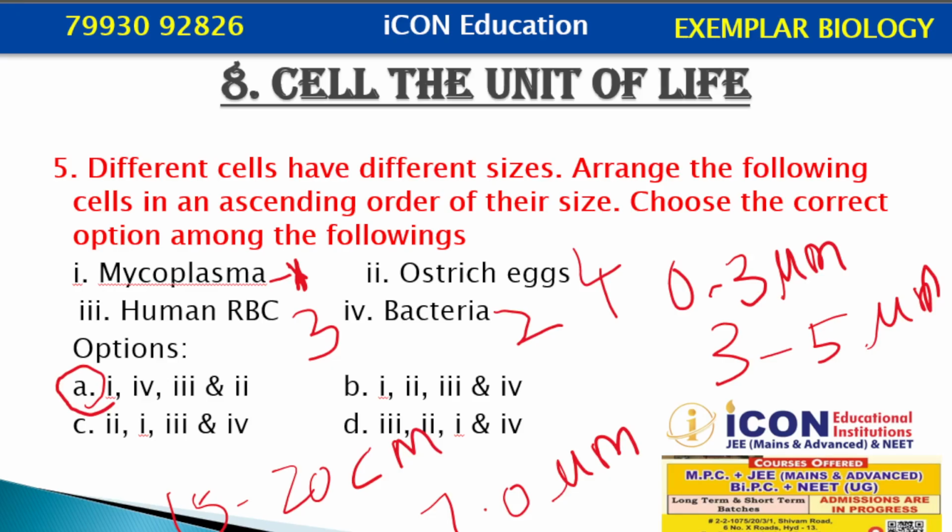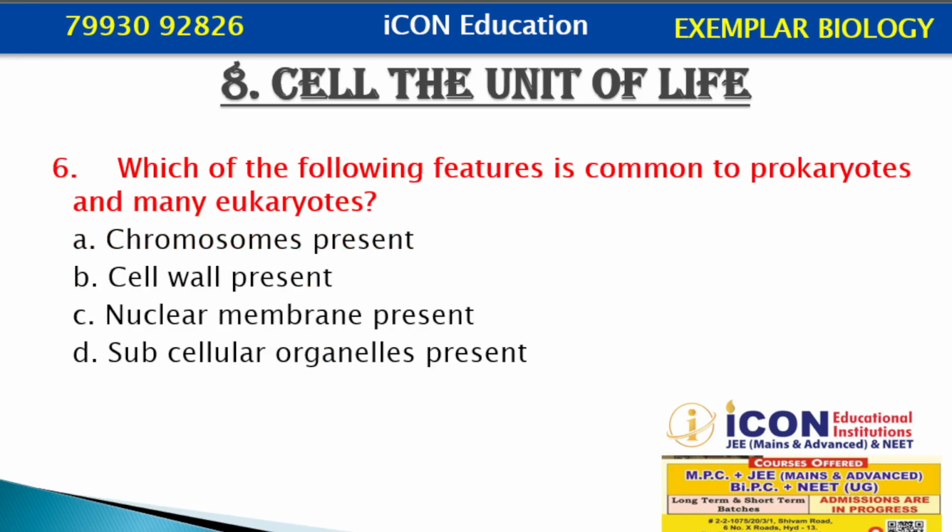Question number 6. Which of the following features is common to prokaryotes and many eukaryotes? Now, students, when the question is given, something tricky is given here: many. They are not asking you all. If they ask you which of the following features is common to prokaryotes and all eukaryotes, then the answer will become different. But here they are asking which of the following features is common to prokaryotes and many eukaryotes.